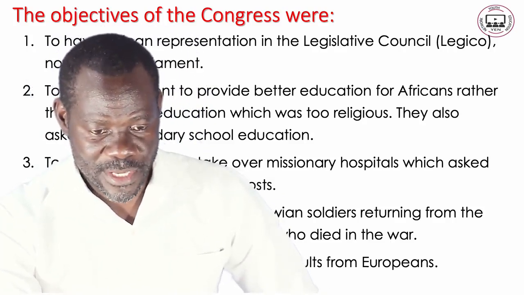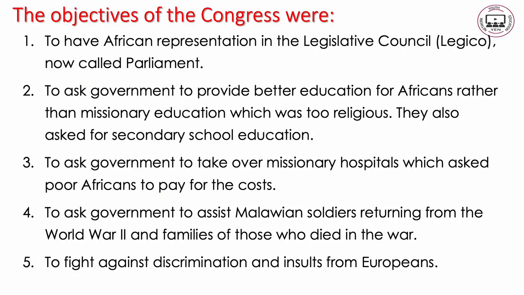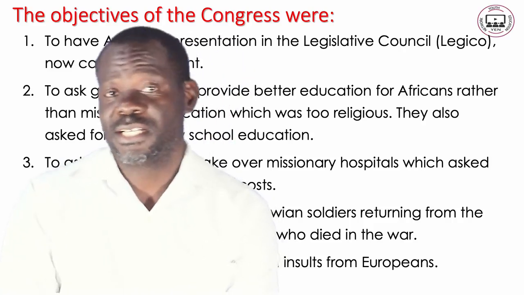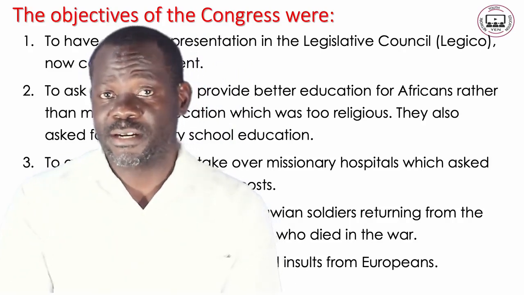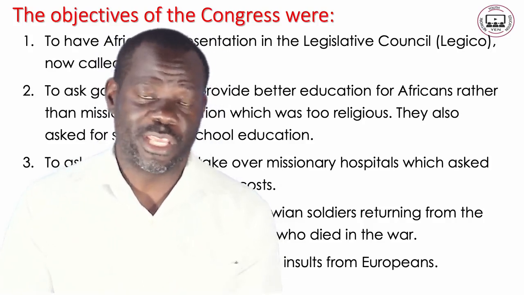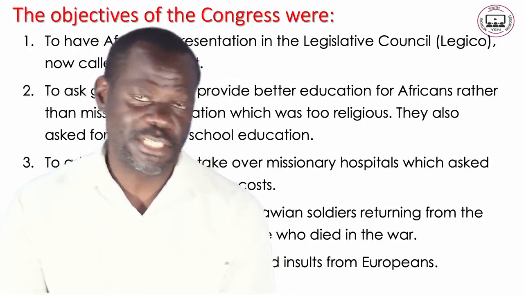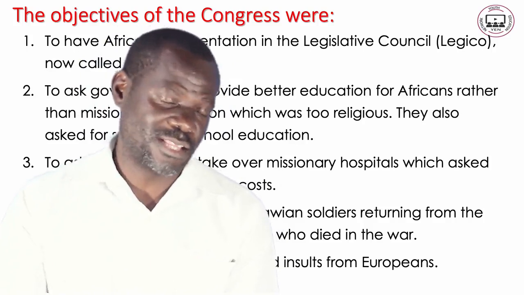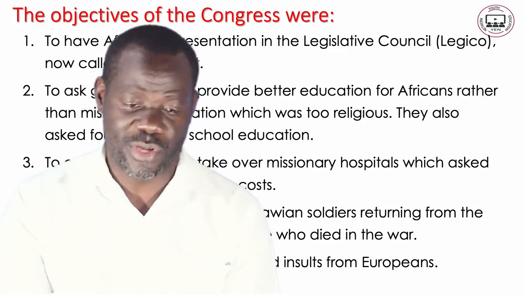Number one, to have African representation in the Legislative Council, the Legico, now called the Parliament. So number one, we are saying that this Nyasaland African Congress was formed to have representation in the Parliament of that government, that is the colonial government.